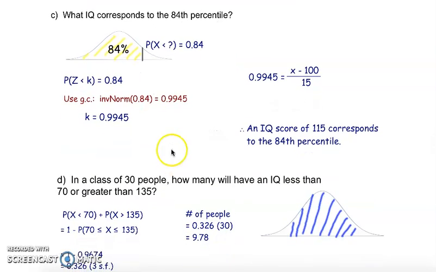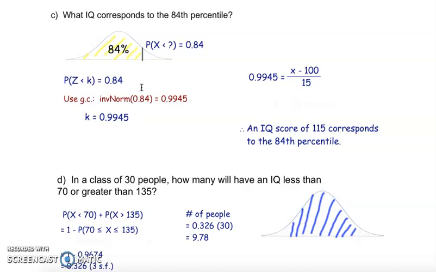Next, what IQ corresponds to the 84th percentile? Well, the 84th percentile is the cumulative probability. You can think of it that way, right? So 84% from the low end. So you stop at this point. So this reminds us of what we just learned earlier in this part of the video, which is the inverse normal function. So the most direct way to do this is to do second function vars, 3 for inverse normal. Type in 0.84 as the area.